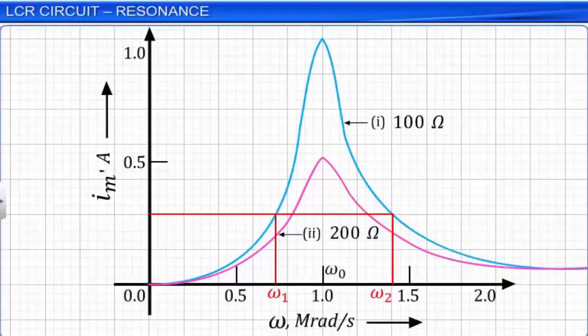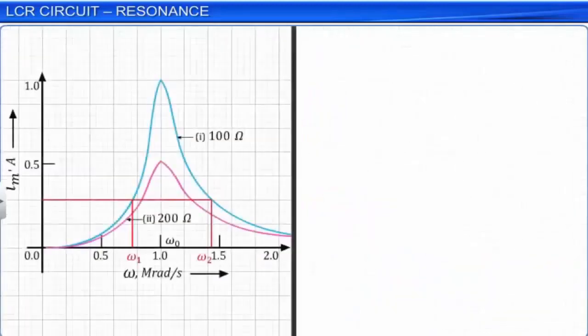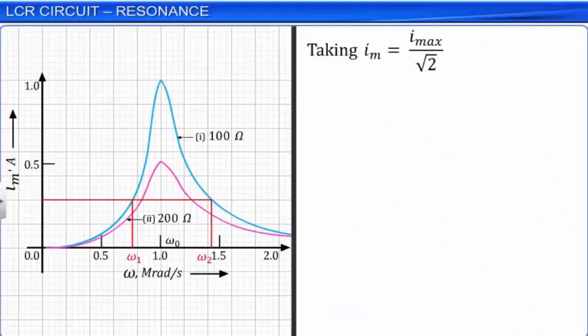Let us consider the specific case of the frequency at which the amplitude of the current is 1 by root 2 times the maximum value of the amplitude of current, Imax, at natural frequency. Let the corresponding angular frequencies be omega 1 and omega 2.